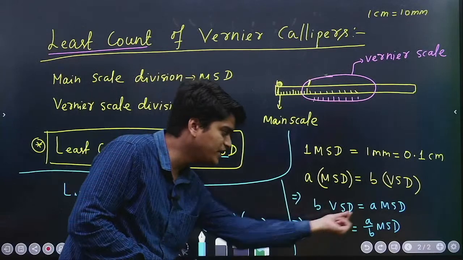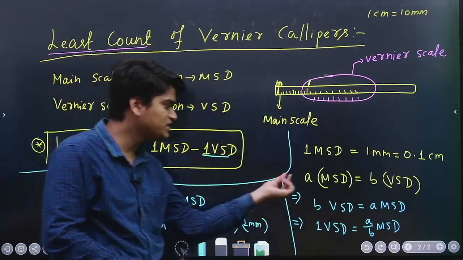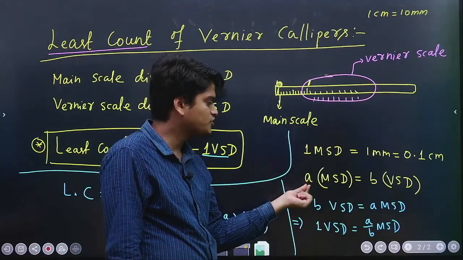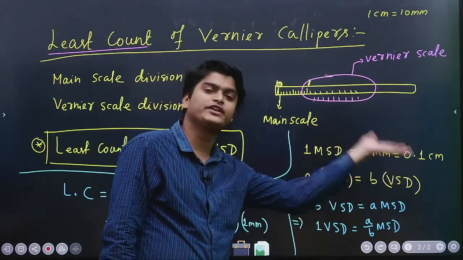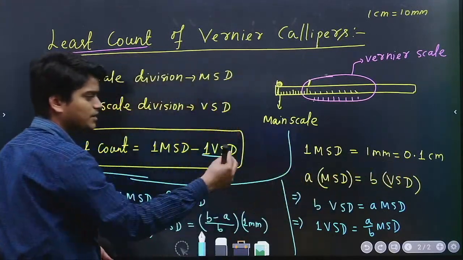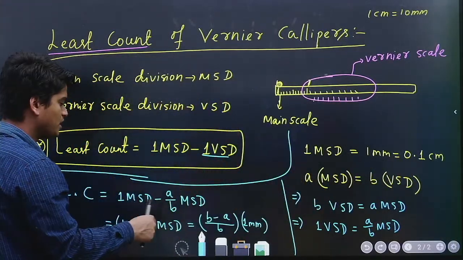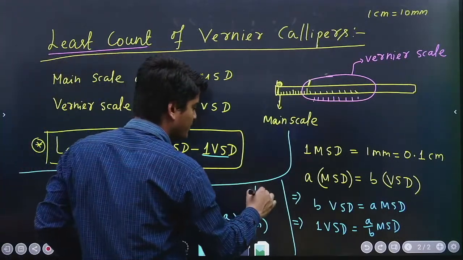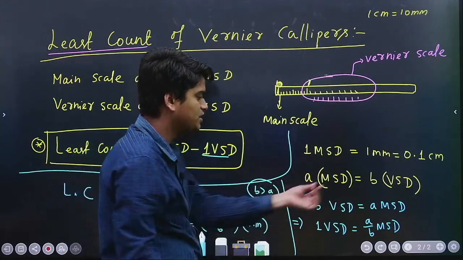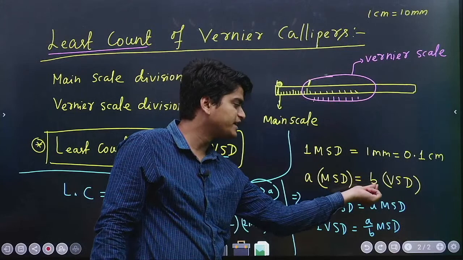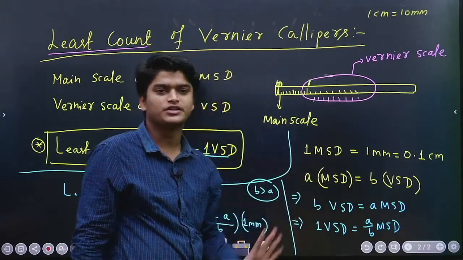That's why I have taken A and B here. It is not always that 9 MSD equals 10 VSD. It can be, suppose, 16 MSD equal to 20 VSD. Always remember that B times VSD will be more, because B minus A is coming here, so B will be greater than A. This number can be 20 and this 16, or 10 and 9, or 10 and 8. This type of thing they will ask.